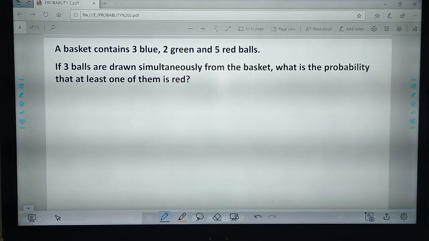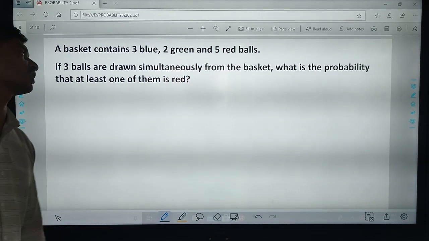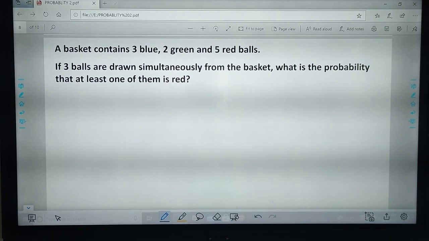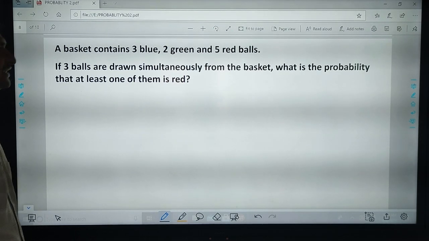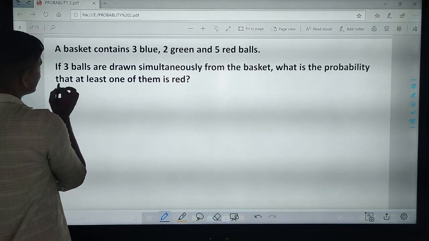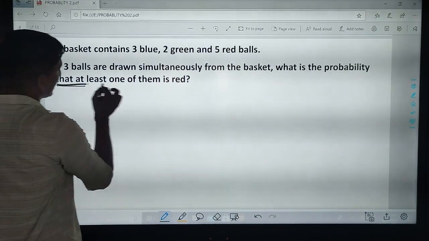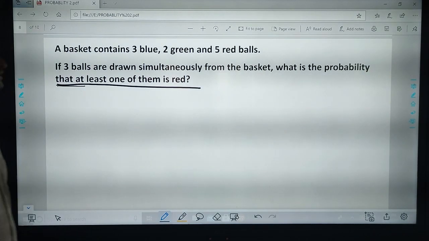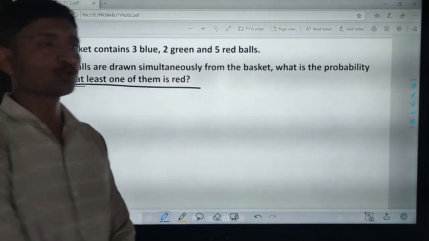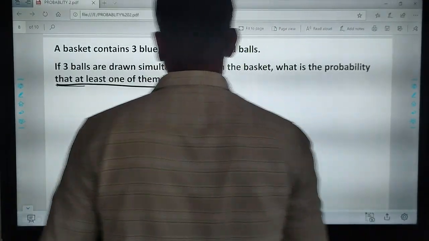A basket contains 3 blue, 2 green and 5 red balls. If 3 balls are drawn simultaneously from the basket, what is the probability that at least one of them is red? At least one of them is red. At least, so you need a minimum of one red.